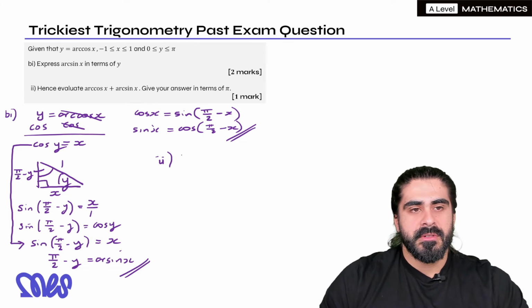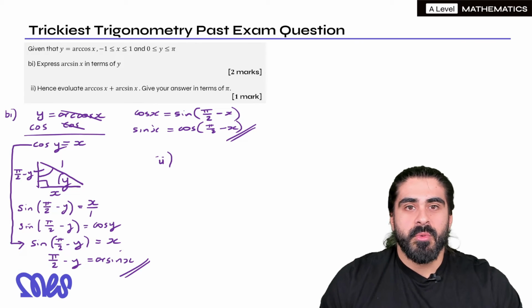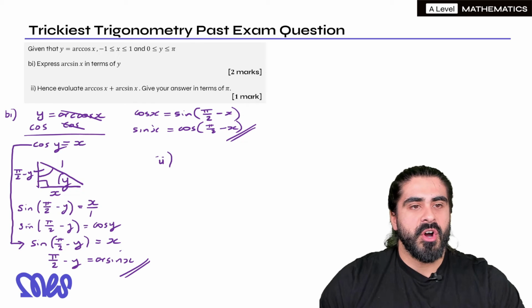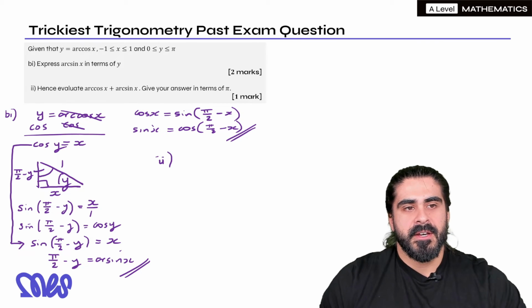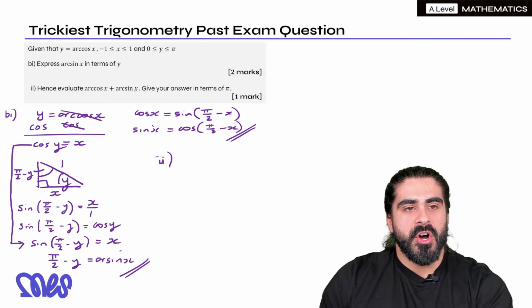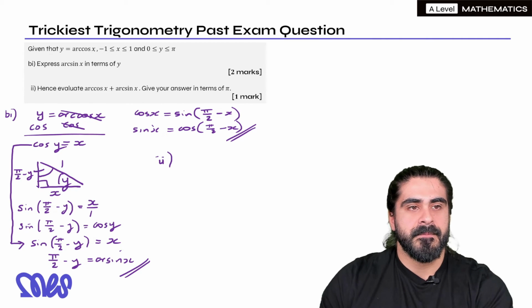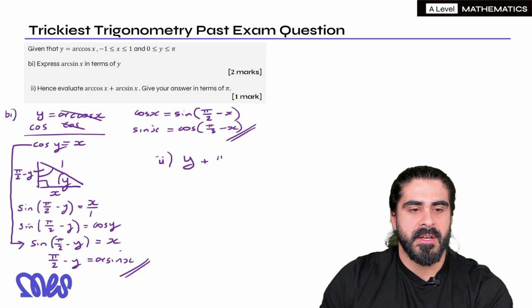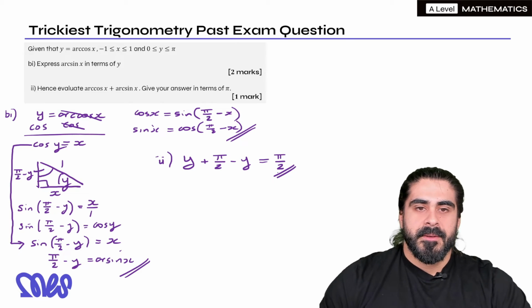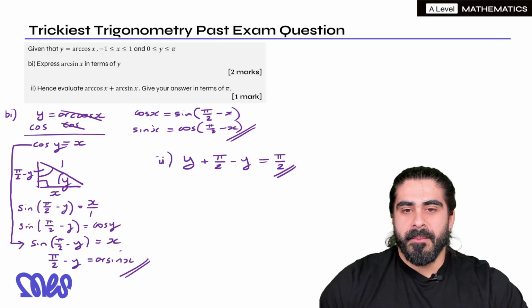Then for part 2, you'll see why it's worth 1 mark. Evaluate arc cos x plus arc sine x. Give your answer in terms of pi. Well, we just worked out that arc sine x is pi over 2 minus y. Arc cos x was just y, so we're left with y plus pi over 2 minus y. The y's cancel, we're left with pi over 2. And that's it. You can see why that's worth 1 mark.